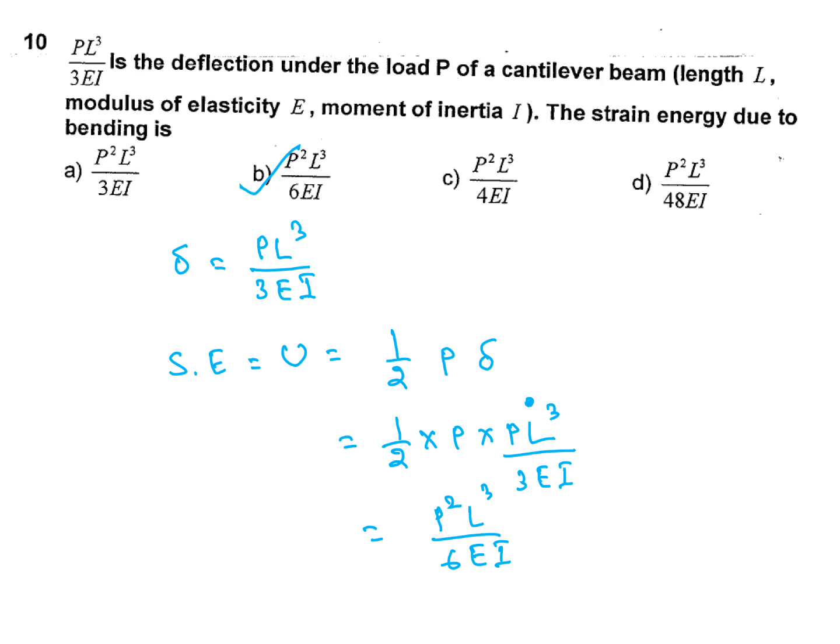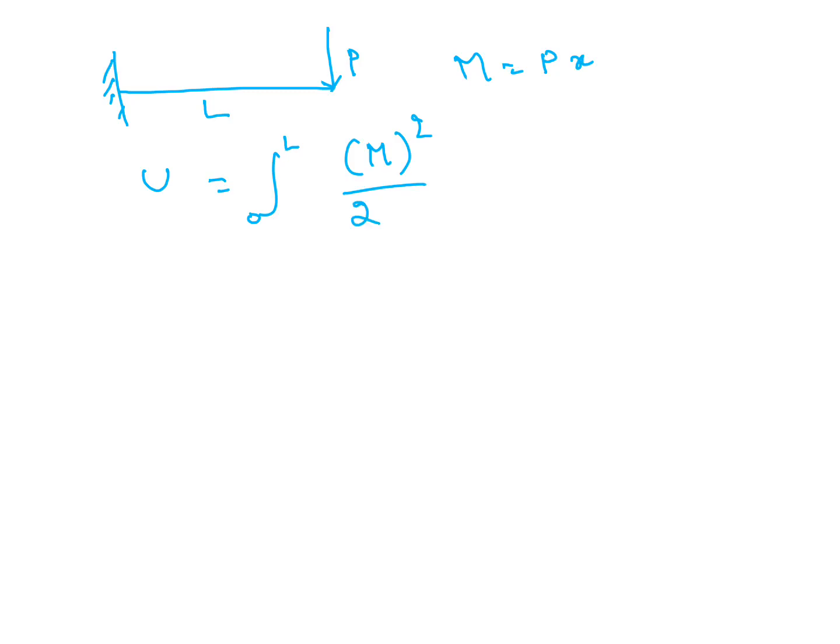You can do it in another method, that also I am saying. For a cantilever beam, P is the load, L is the length, moment is P into x. So strain energy is the integration from 0 to L of M squared by 2EI dx.